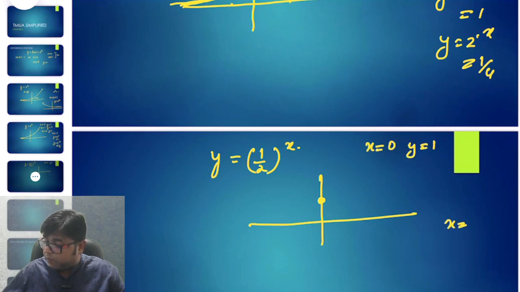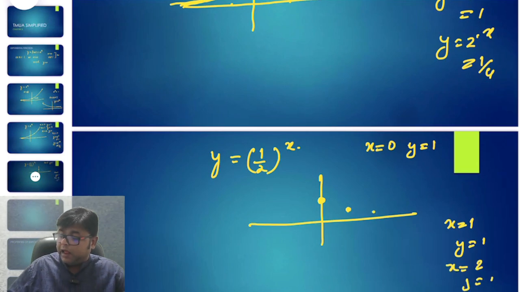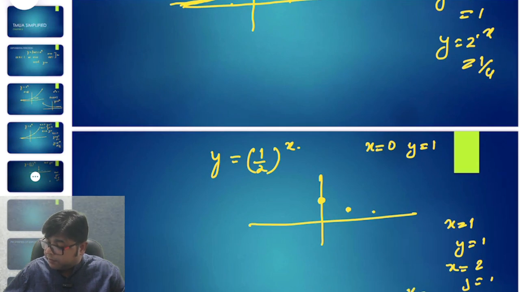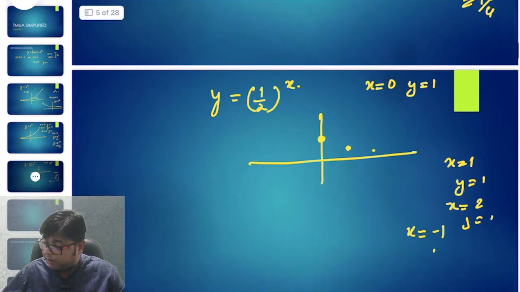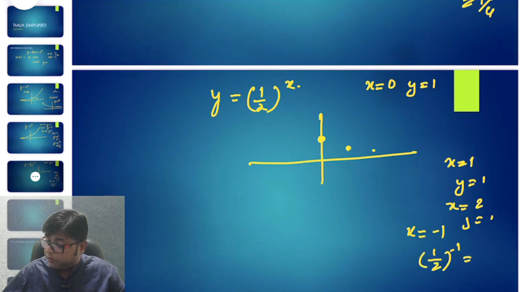At x equal to 1 now, y will be half, somewhere here. And at x equal to 2, y will be 1 by 4, so somewhere here, right? And at x equal to, say, minus 1, half to the power minus 1 will give me 2. So the graph looks like this, right?